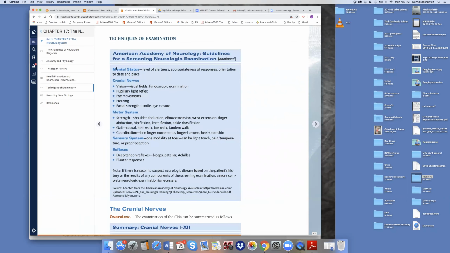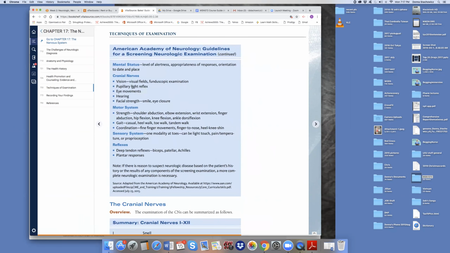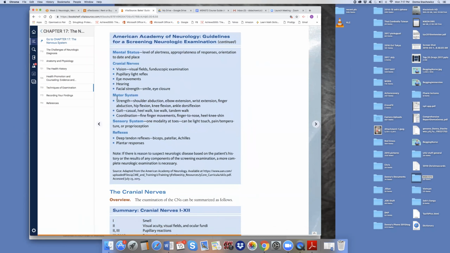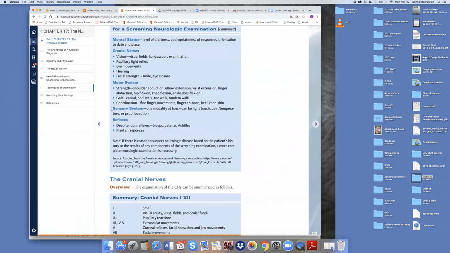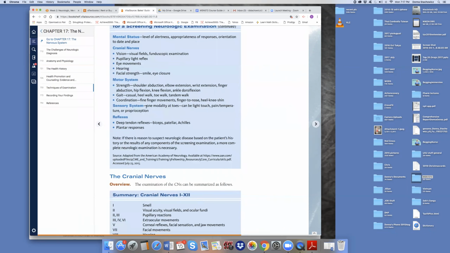So after you do your mental status, then you assess your cranial nerves, 1 through 12, and you need to name them in your video by number and name and what motion or sensory component they are responsible for. And then motor system, checking strength, gait, and coordination. Sensory system, ability to differentiate between sharp and dull, or light touch, or you could do 2-point discrimination. There's a few different tests you could do for sensory.